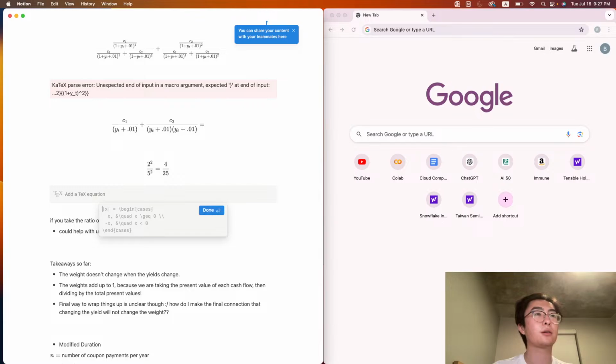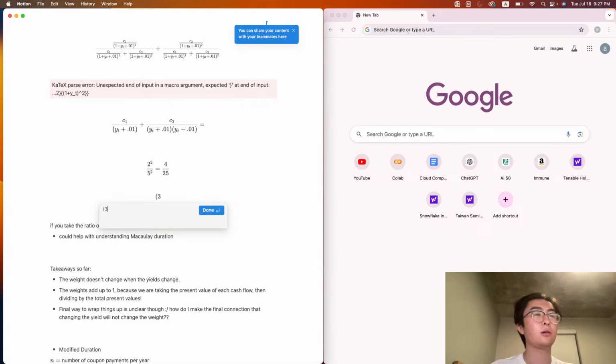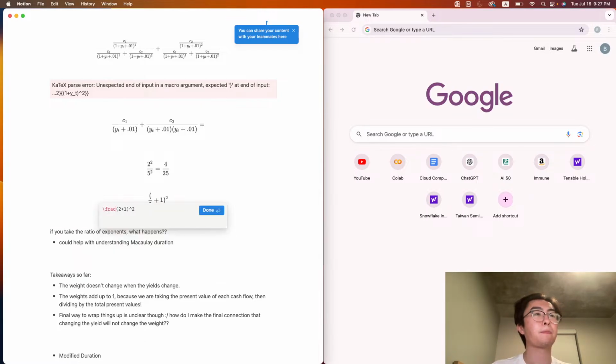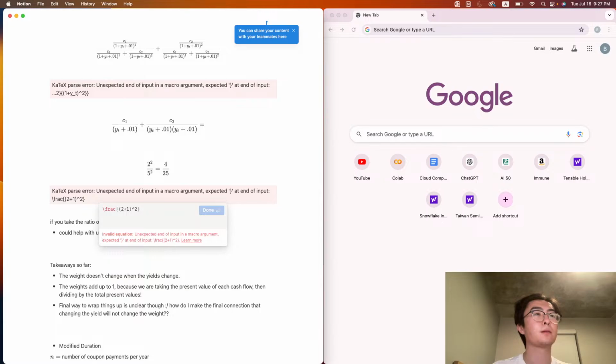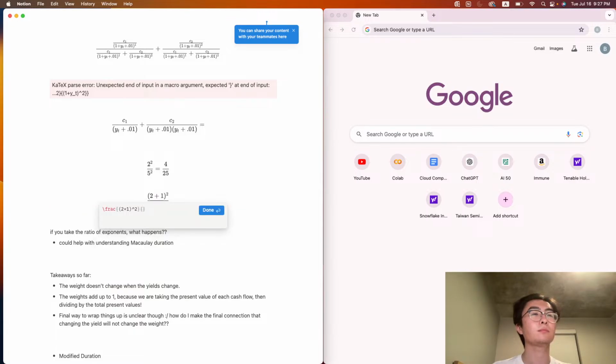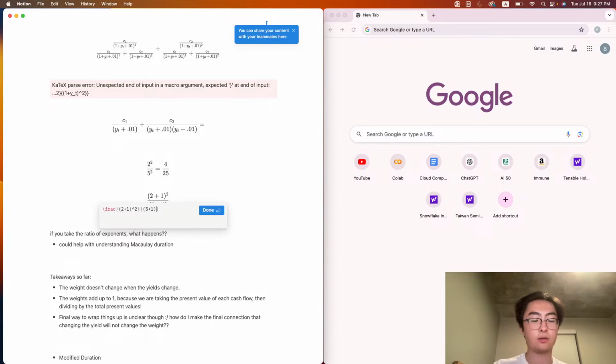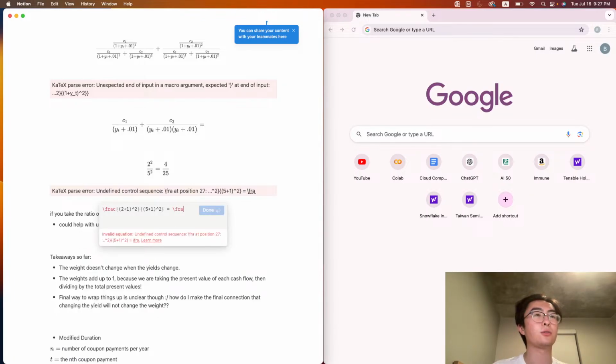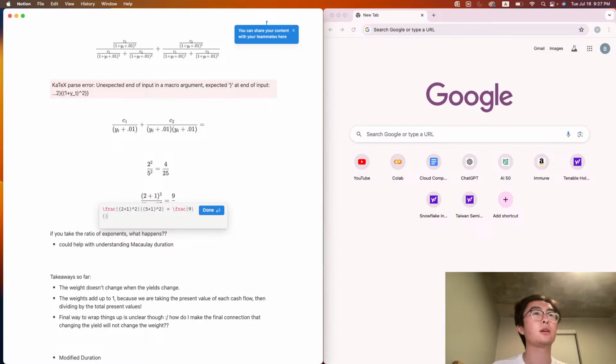And this is known, it's math. So 2 plus 1 squared, divide this by 5 plus 1 squared, and this is going to be equal to 9 divided by 36. So 3 times 3 divided by 6 times 6.